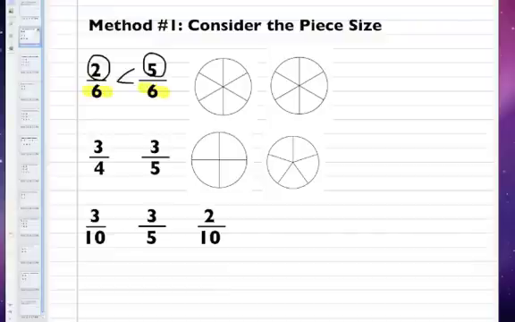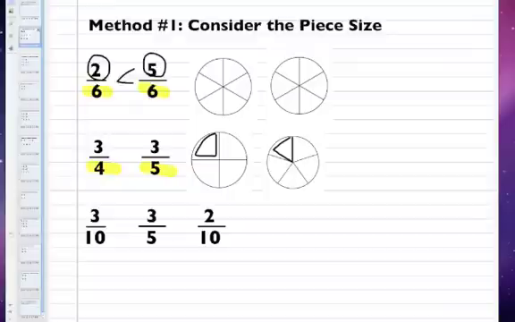Well, what happens when the piece size is different, like in this case, 3/4 and 3/5? Well, let's look to our visual models to help understand this. When we have a whole that's divided into fourths, each piece is this size. When I have a whole that's divided into fifths, we have this size. Now notice that when you divide a whole into more pieces, each piece is smaller in size.